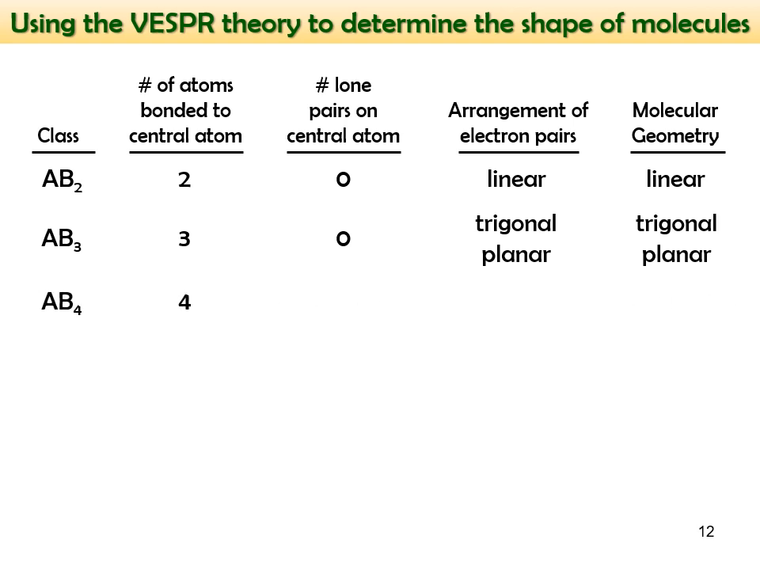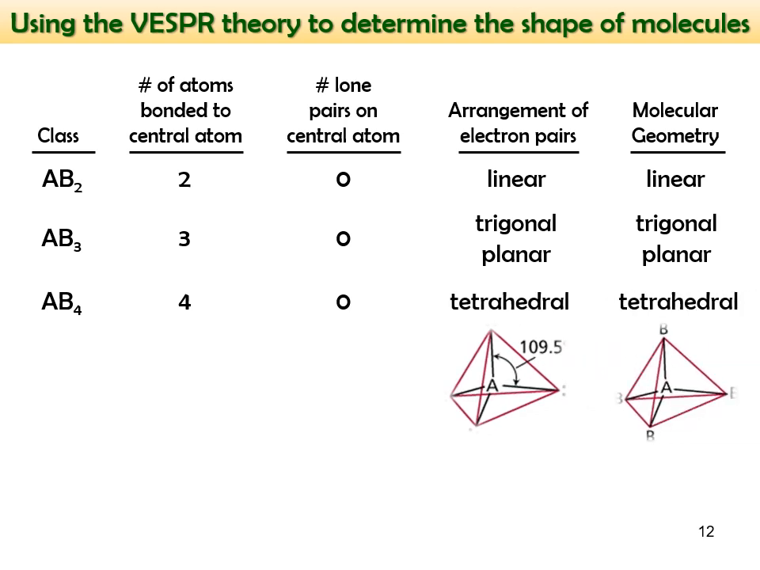Alright, so next let's have a look at the next class, which is AB4. You will get the arrangement or molecular geometry tetrahedral. Okay, so macam mana pula AB4 ni? A central atom 1, B ada 4 kan? 1, 2, 3, 4. So ada 4 number of atoms bonded to the central atom. 1, 2, 3, 4. Tengok kat sini.